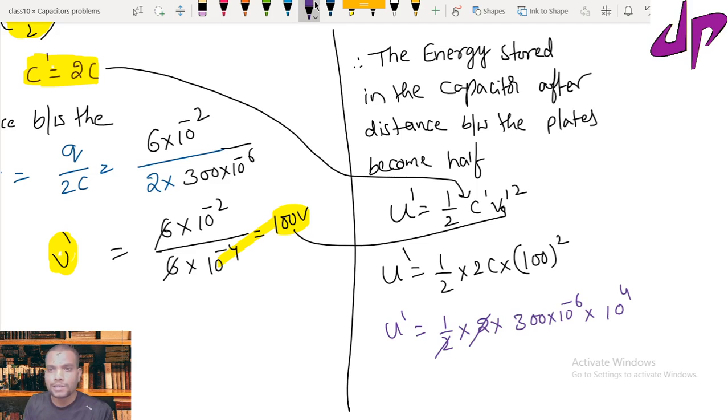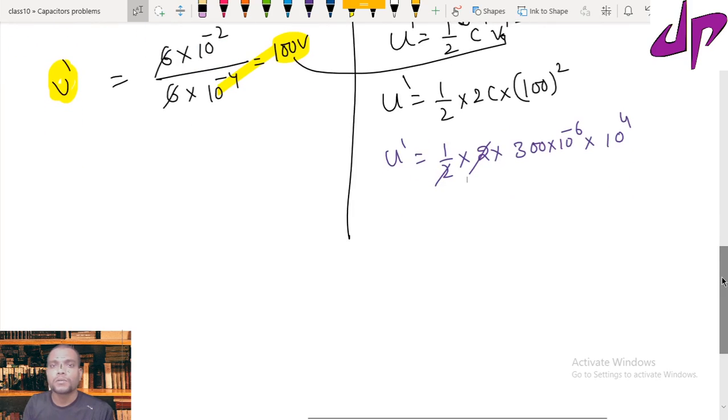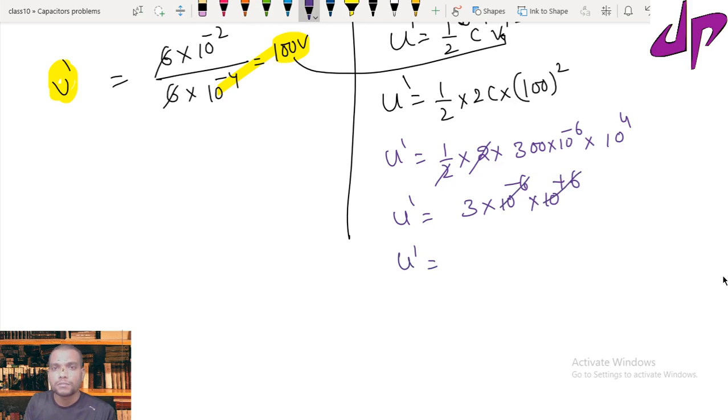Now let's simplify this. The 2 gets cancelled, and 10 power minus 6 and 10 power plus 6 cancel. Therefore U dash equals 3 times 10 power minus 6 times 10 power plus 6, and these cancel. The new energy U dash equals 3 joules.